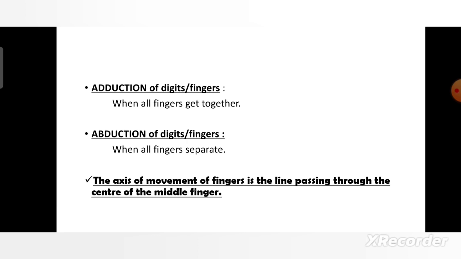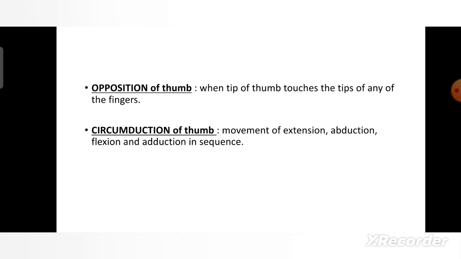Next is the adduction of digits and fingers. When all fingers get together, it is an adduction of the digits. When all fingers are separated, that is an abduction of the digits or fingers. The axis of movement of the fingers is a line passing through the center of the middle finger.